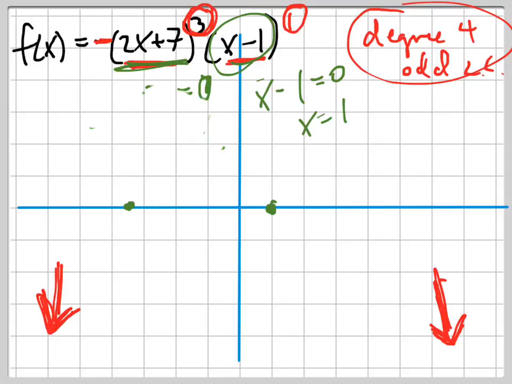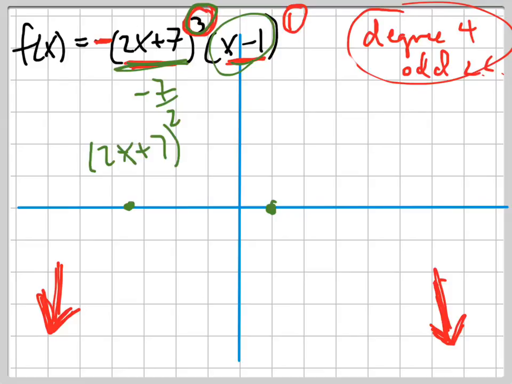So now what I do is put all of this together with the fact that multiplicity tells me whether the graph goes through it or bounces off it. Multiplicity means how many zeros there were of each zero. There were actually 3 of the negative 7/2 zeros, because this is like 2x plus 7 times 2x plus 7 times 2x plus 7. That's really what you had there. So you had 3 of the same zeros. So that means that it's going to go through at this point.